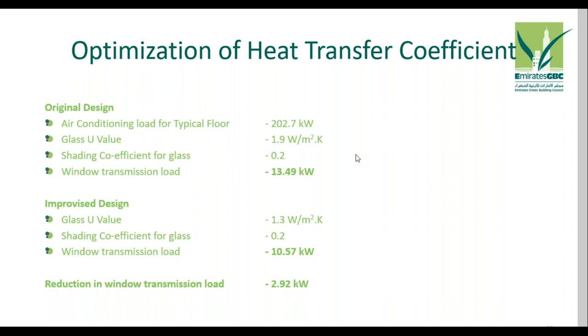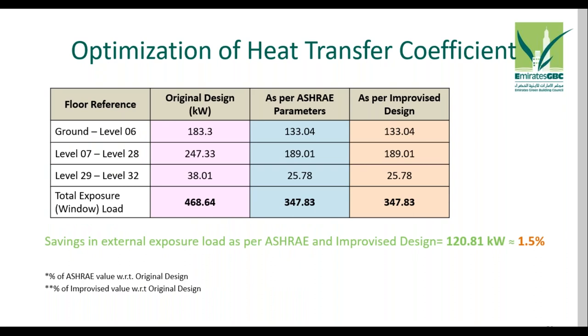The external load is hardly 10%, and out of that, the window load is, I believe, 4 to 5%. Applying to a typical floor, we got a reduction in the load by almost 2.9 kilowatt. If we apply the percentage, it goes to almost, say, 15% reduction in the load because of only the glass facade or the glass details. Mapping it further on the whole building, the original component, the first slide which we established, there was a breakup. In that, the total exposure due to window was 468 kilowatt. The parameters had improvised to 120 kilowatt, which is probably a reduction in load by almost 1%.